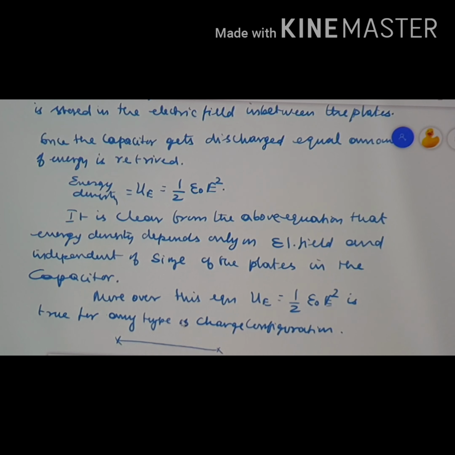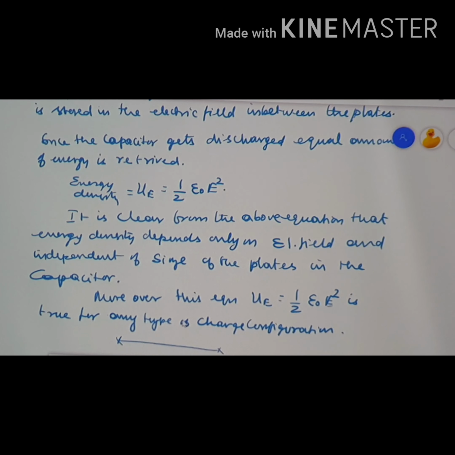And one more small topic is available here that we shall see in our next class. That is, what are the applications of these capacitors? That we shall do in our next video.